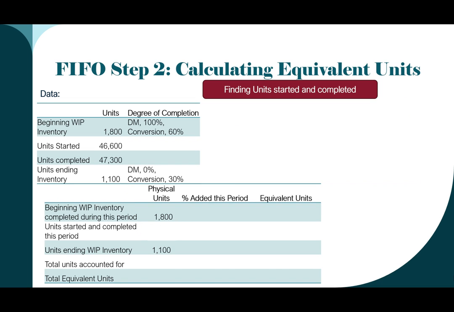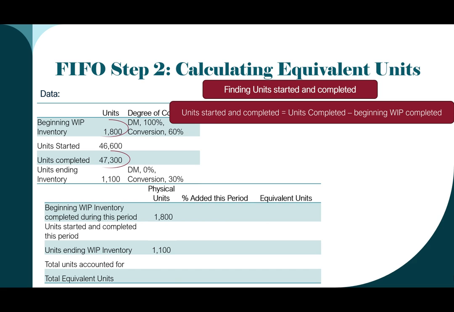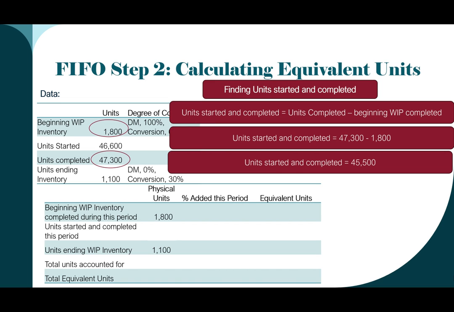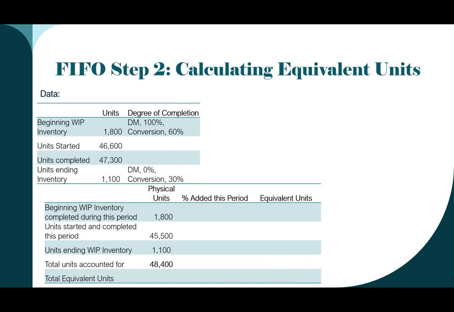And now we need to determine our units started and completed. During the period, we started 4,660 units, but not all of those were necessarily completed. So we can use our formula here to take our total units completed minus the beginning WIP that we assume is completed to figure out how many units started during the period were also completed during that period. We can plug in the calculation and determine that our units started and completed is 45,500. Now we have our total units accounted for.